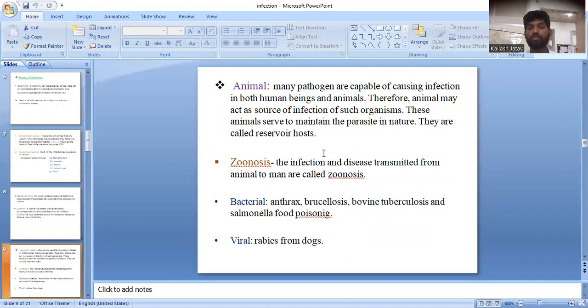Animal. Many pathogens are capable of causing infection in both human beings and animals. Therefore, animals may act as a source of infection of such organisms. These animals serve to maintain the parasite in nature. They are called reservoir hosts. Zoonosis. The infections and diseases transmitted from animal to man are called zoonosis. Bacterial: anthrax, brucellosis, bovine tuberculosis, and salmonella food poisoning.